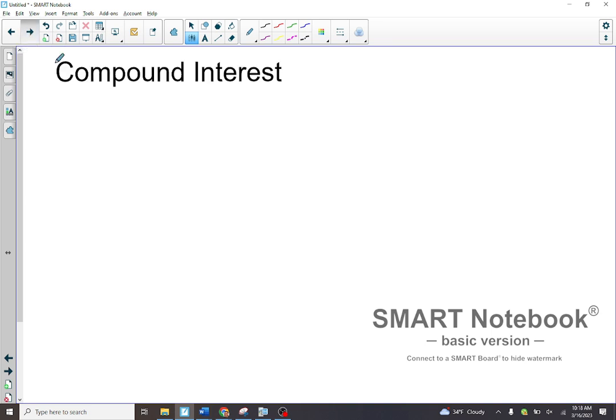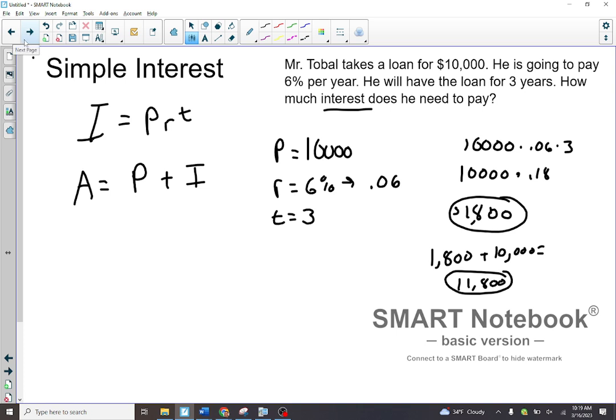Our next one is compound interest. From the question before, the answer was just 1,800? Yes. But then why do you have to add the 10,000? If I asked how much you paid back in total, like how much you wrote a check to the bank for, it would be 11,800, because I've got to pay back the original amount I borrowed too. The principal they gave me, I've got to pay it back plus interest. You know what I mean?